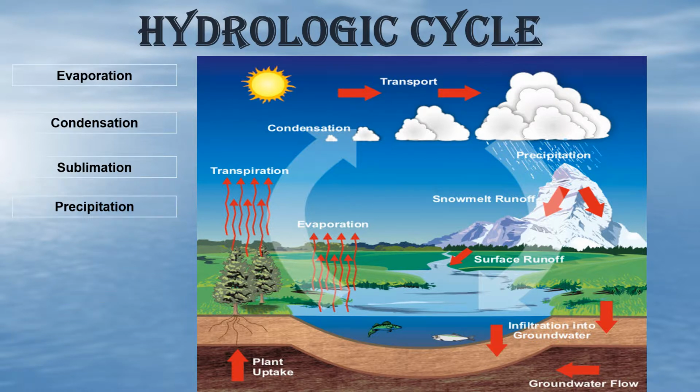Next, precipitation. The clouds, also known as condensed water vapors, then pour down as precipitation due to temperature or wind change. Water droplets then fall from the sky.